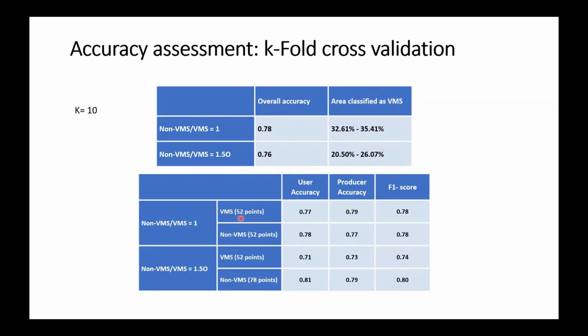And class-wise accuracy also is shown. We can see that in ratio 1, the accuracy for the VMS class is higher than the case when the ratio is 1.5, but the accuracy for non-deposits is less than the other set.